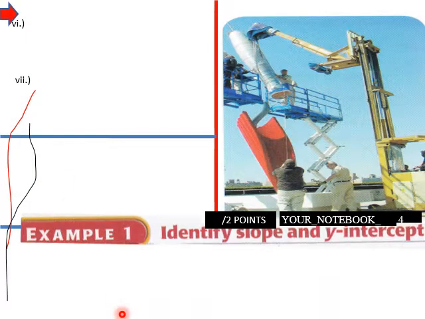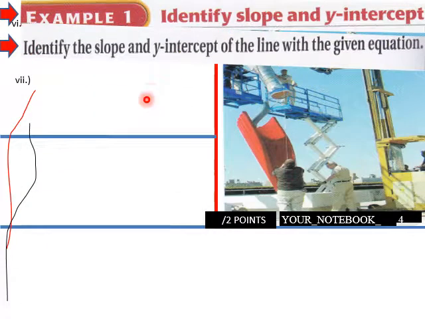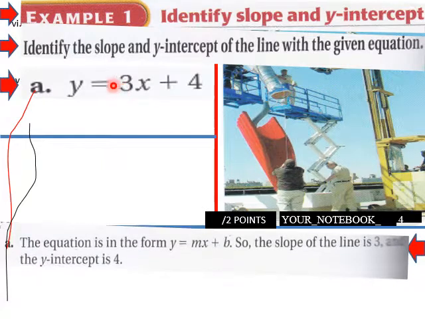Line. And see, identify slope and y-intercept. Identify slope and y-intercept of line with a given equation. So here's our equation. Y equals mx plus b. Slope of the line is 3. And the y-intercept would be 4 here.